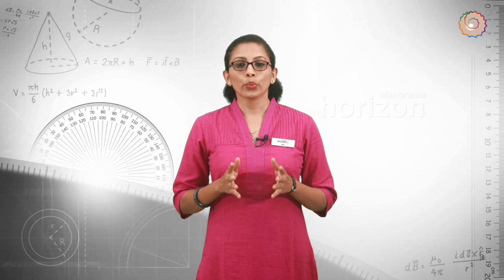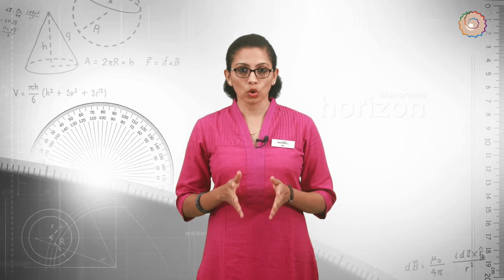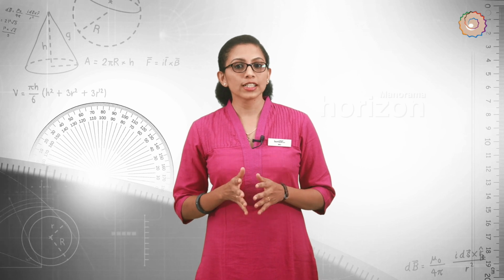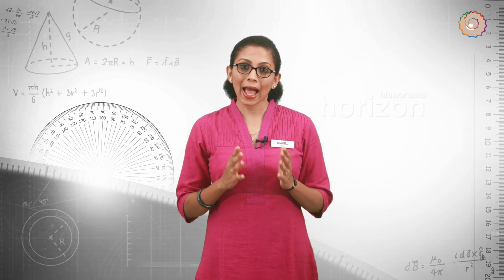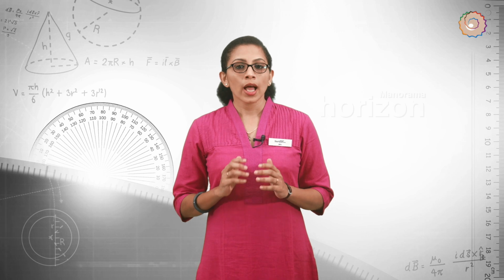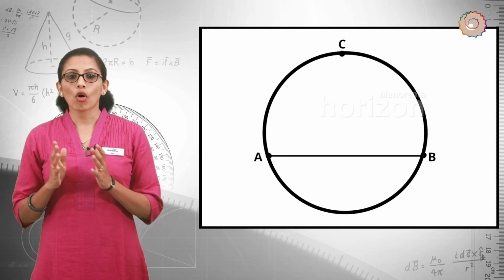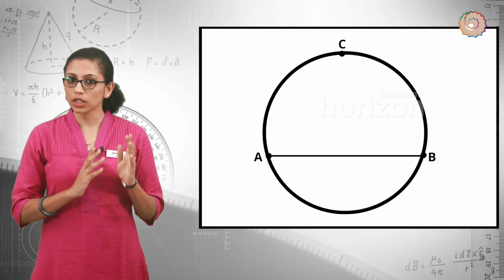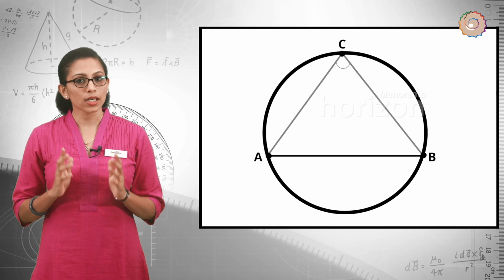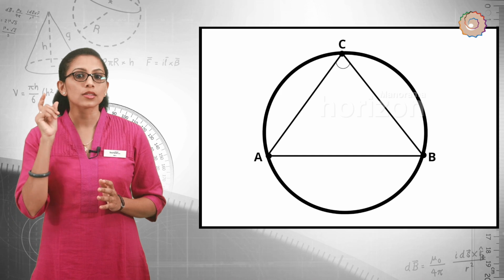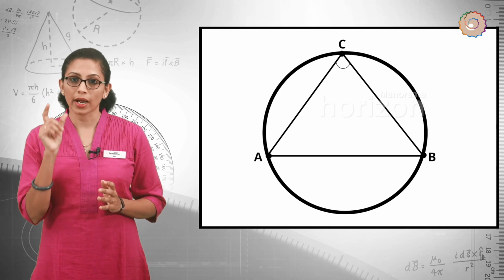In this section, we are going to discuss a little more about chords. Particularly, we will discuss how the chords subtend angles at different points. Angle subtended by a chord at a point. If the end points of a chord are joined to a third point, then an angle is formed. Then that angle is called the angle subtended by the chord.